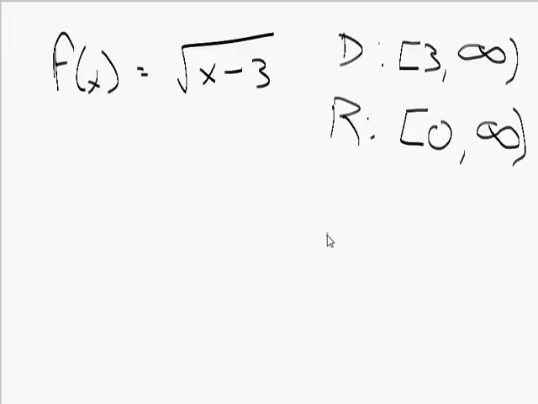Well, you could square each side. You could indeed.